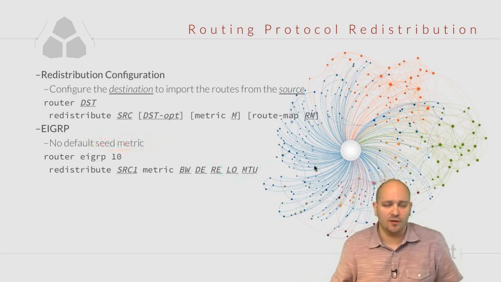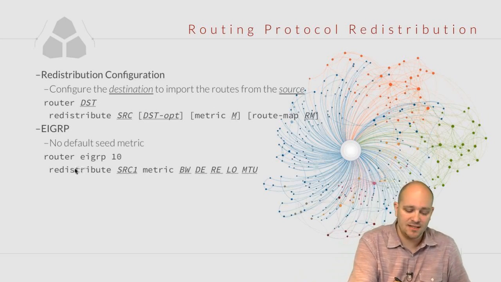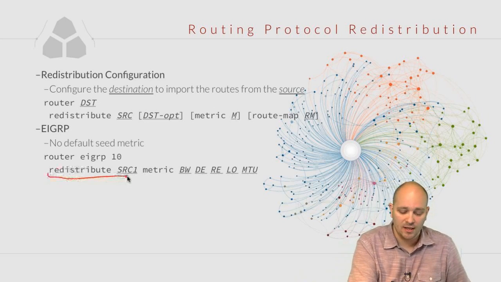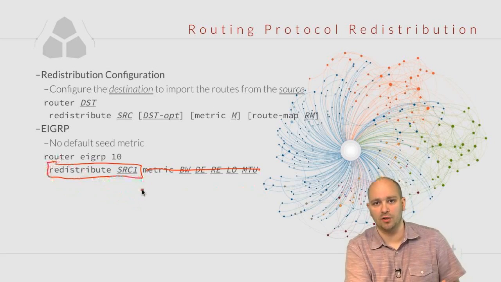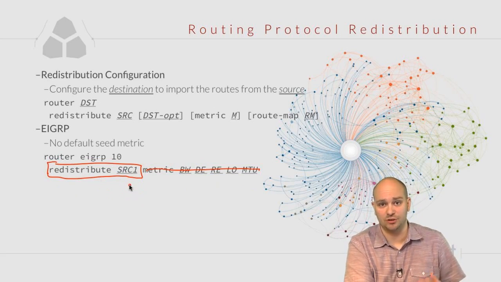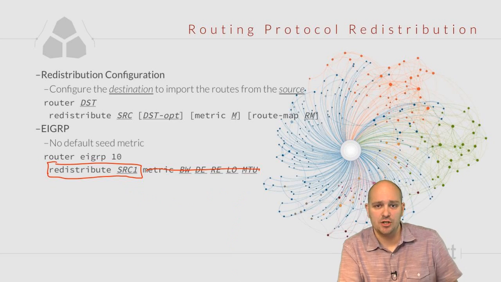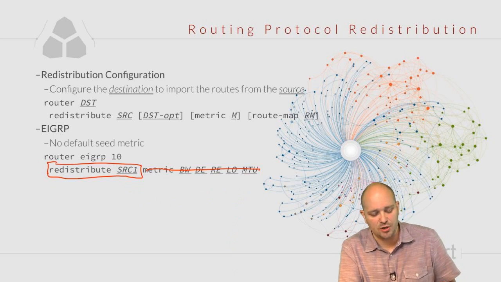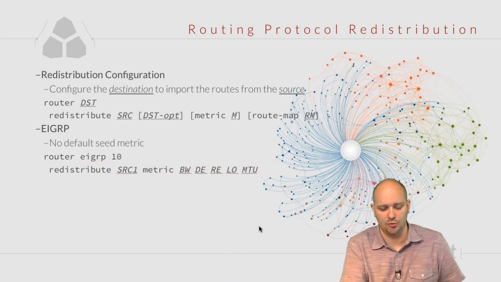Now, why is it significant that for EIGRP there is no seed metric? It's significant because if we simply did redistribute source without specifying the metric on the command line, the redistribution line will be there in the running configuration. But since there are no metrics associated with those routes that are being redistributed, EIGRP doesn't know how to insert them into the EIGRP topology table. So you are going to have the situation that you do see the redistribution configured in your running configuration, but no routes are actually being injected into EIGRP.